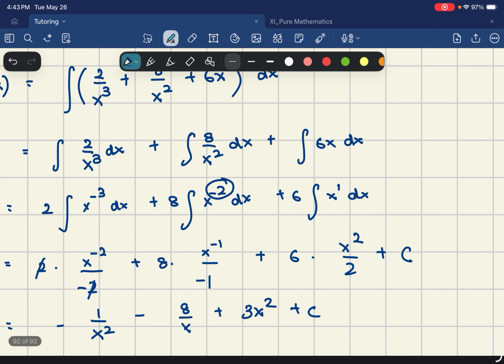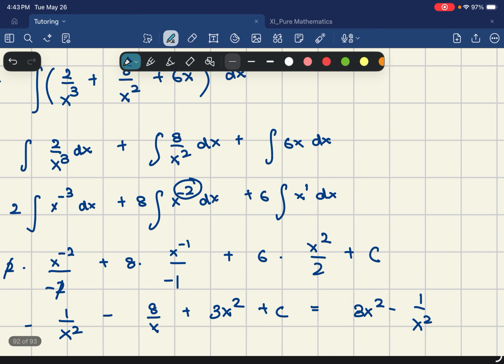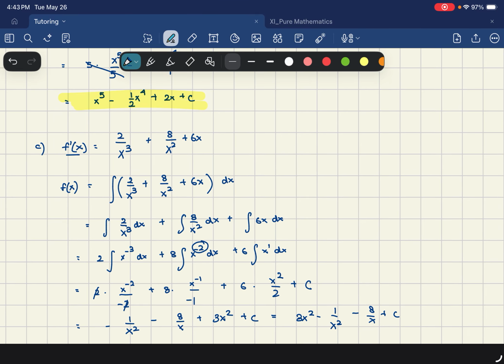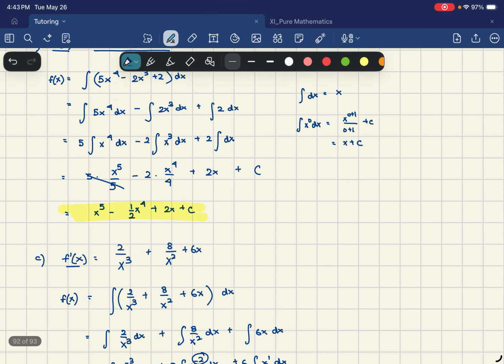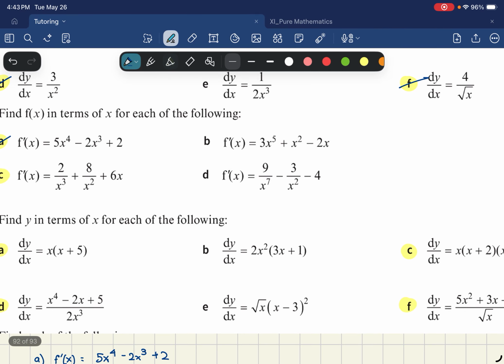So you can also write this as 3x squared minus 1 over x squared minus 8 over x plus c. It's the same expression, I believe. Yeah. All right, so we are done with C as well. So this is your solution, whichever expression you write, to C. And we are done.